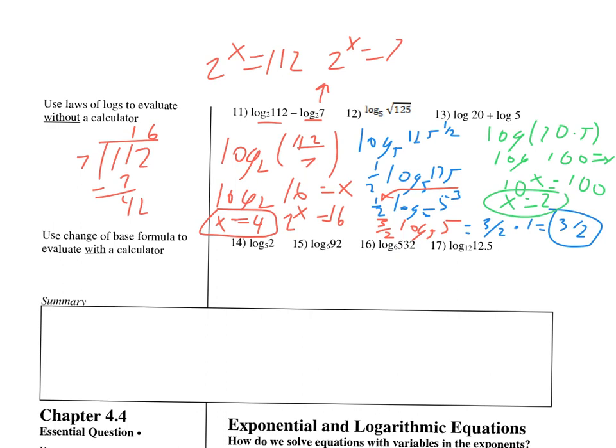All right, last set here, we're going to use the change of base formula to evaluate with a calculator. So this one, 14, is really not possible without a calculator, because we're saying 5 to what power gives you 2. So I think that is going to be a fractional exponent. It's going to be an exponent less than 1, because it's going to be kind of like a square root, but even less than that. But we're going to use a change of base formula.